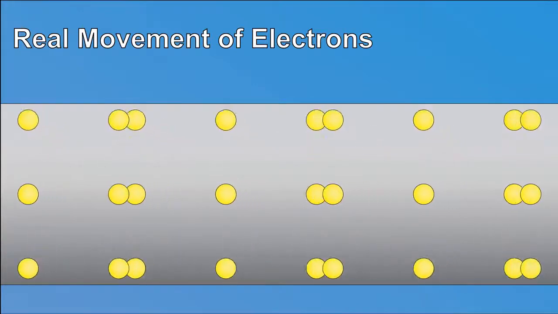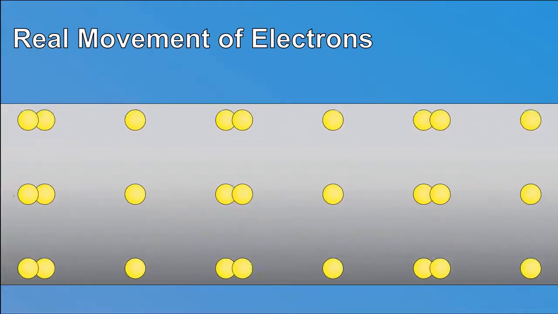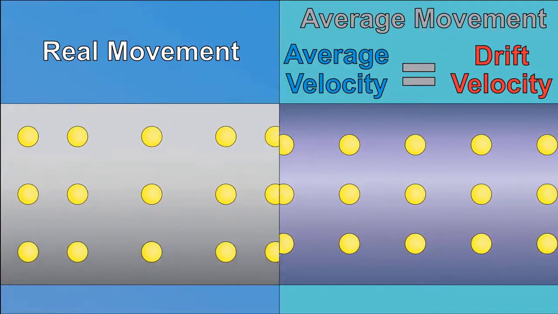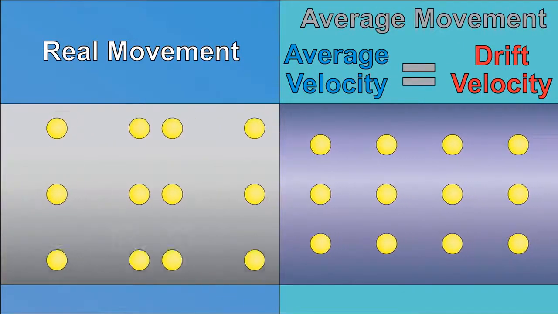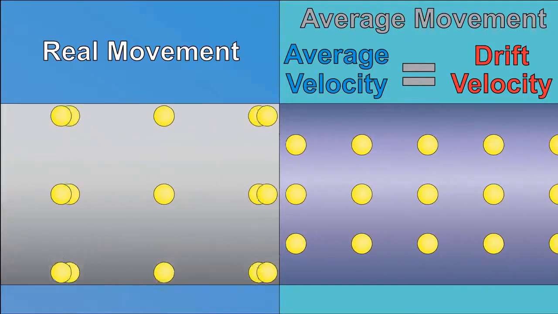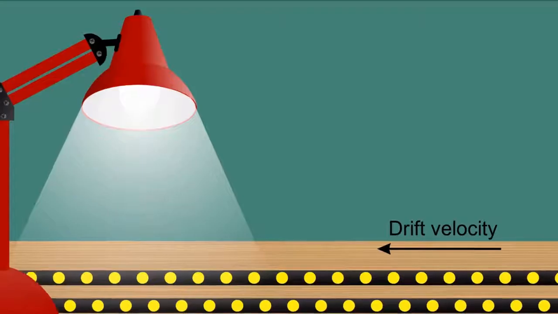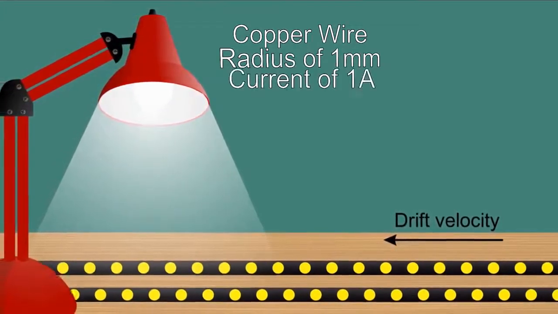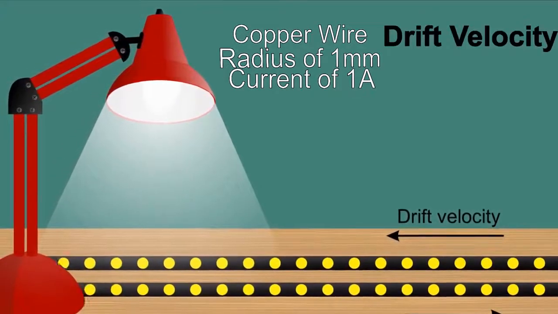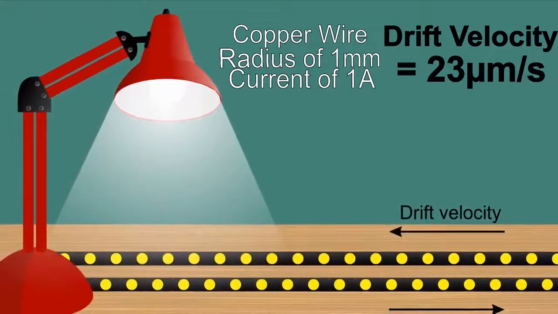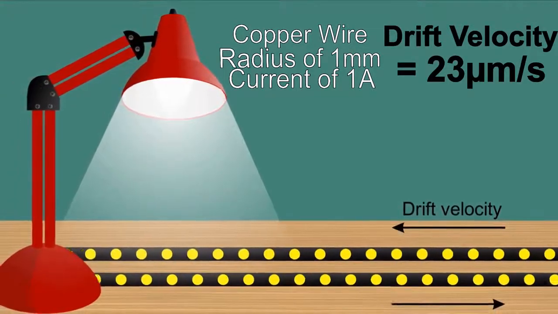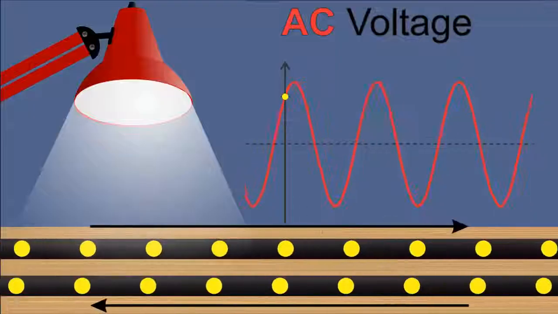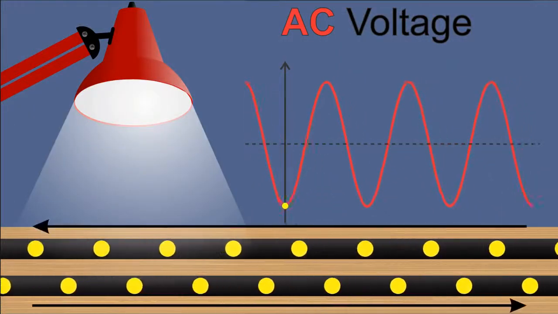When we say that electrons are moving slow, we think of the so-called drift velocity. The drift velocity is the average net velocity caused by the applied electric field. This velocity depends on many parameters and it's different from case to case. For example, in a copper wire with a radius of 1 mm and a current intensity of 1 ampere, the drift velocity would be 23 micrometers per second, which means that the electrons would move about 1 meter in approximately 12 hours.